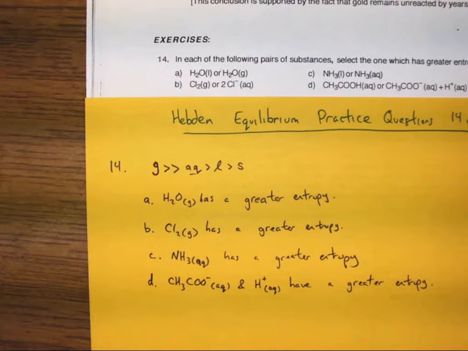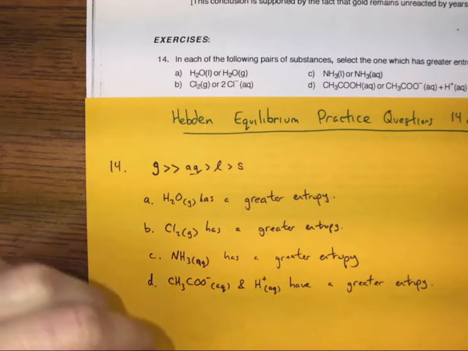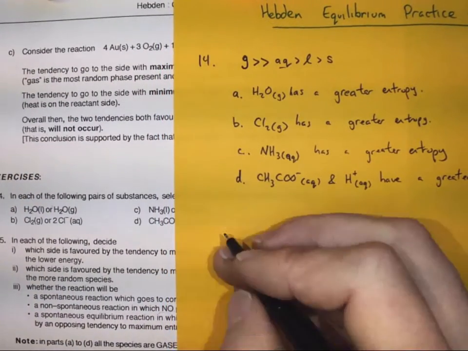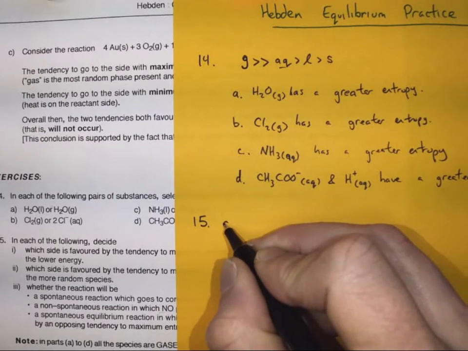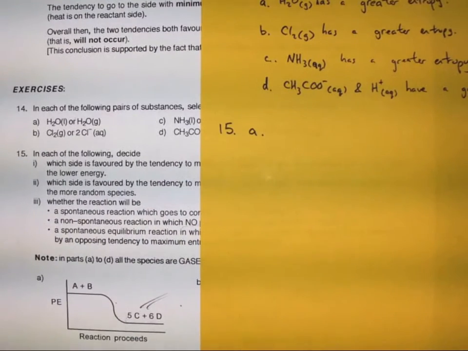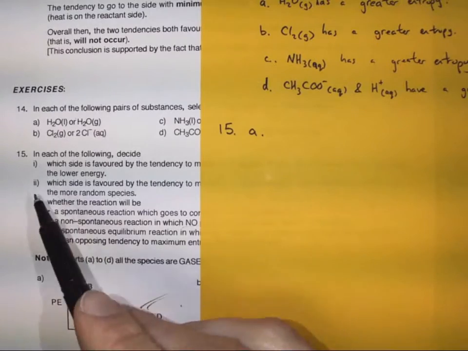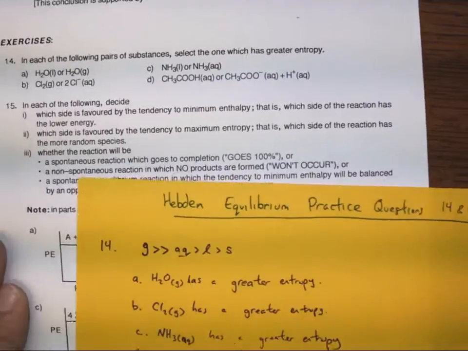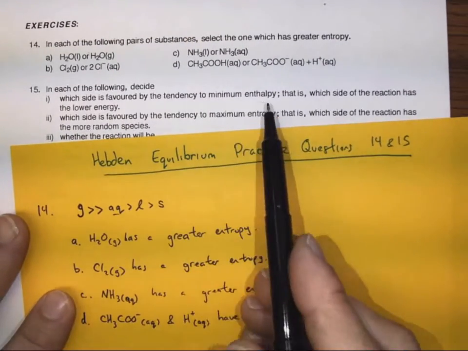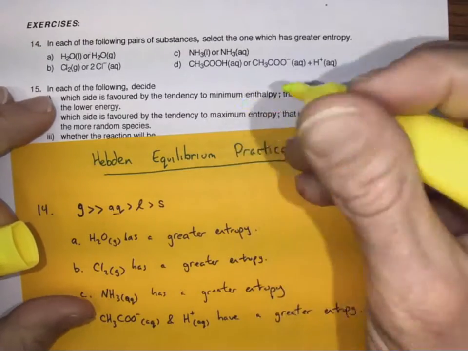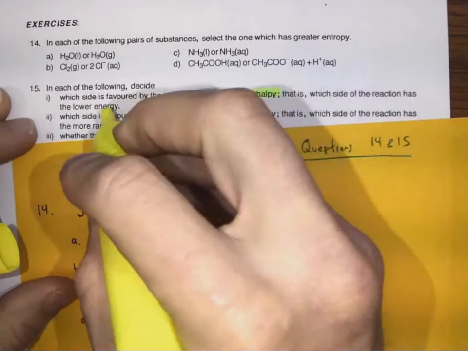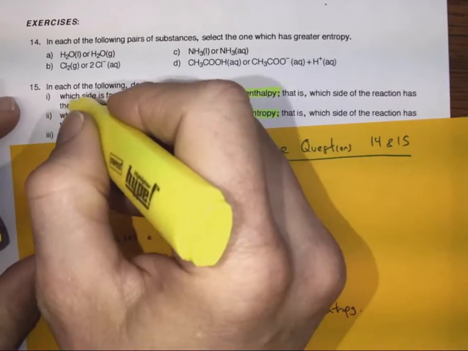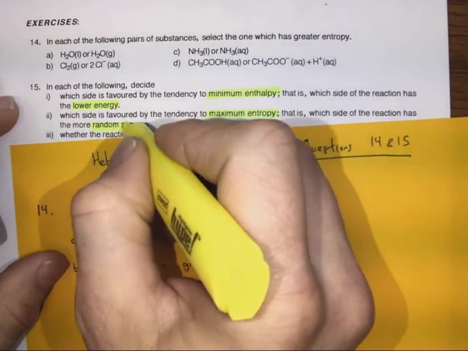Great. So now we're going to move on to question 15. Question 15 has a few parts. We're going to look at question A to begin with, which is this reaction down here. And we've got three parts. We're going to decide which side of the reaction has a minimum enthalpy. We're going to decide which side of the reaction has a maximum entropy. So in other words, a lower energy or a more random species.